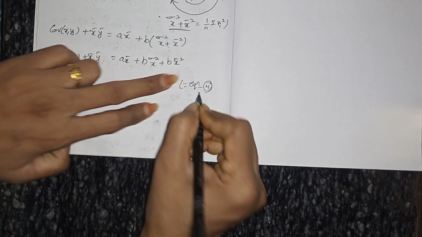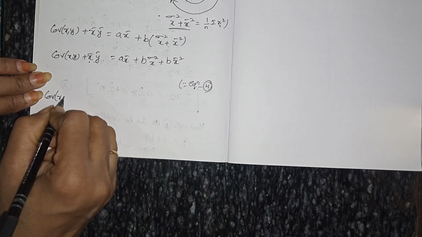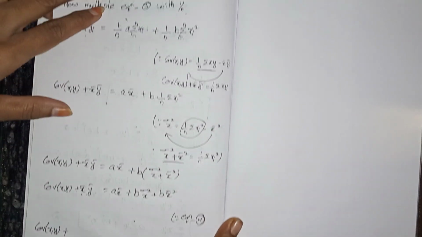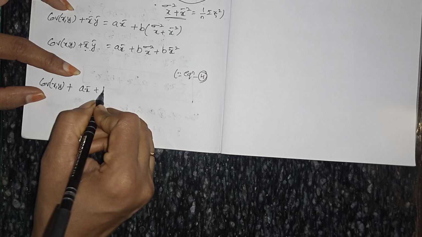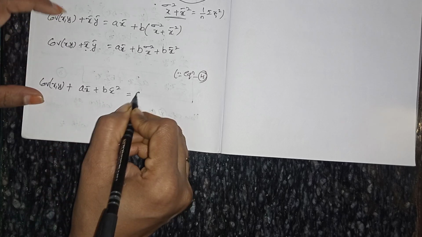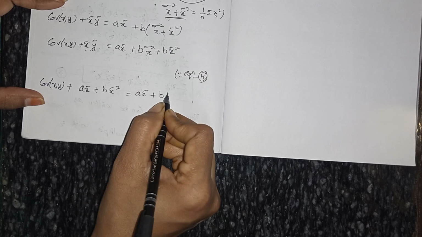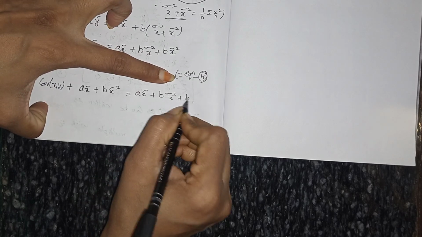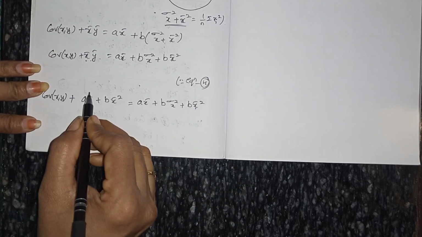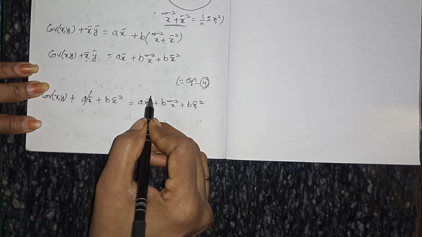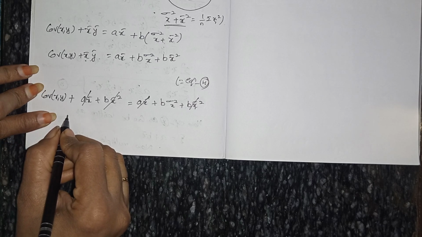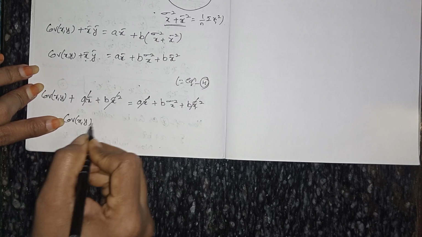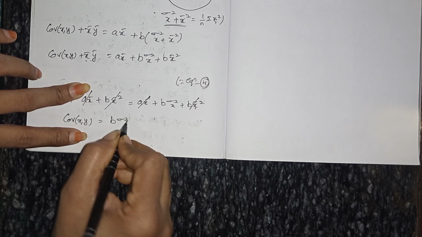So covariance of x comma y plus x bar y bar, what value do we have to keep? a x bar plus b x bar square. So a x bar plus b x bar square equals a x bar plus b sigma square x plus b x bar square. So a x bar gets cancelled, b x bar square gets cancelled. The left term is covariance of x comma y equals b of sigma square x.